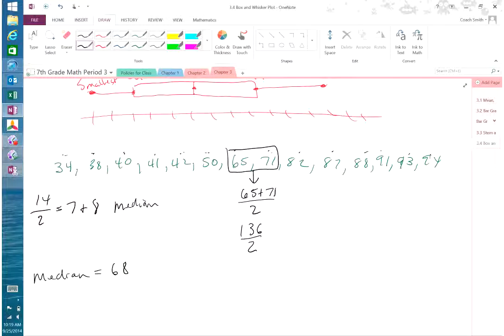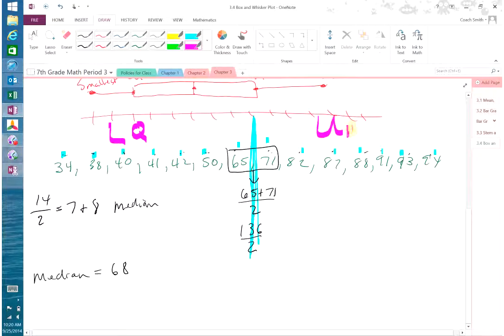Now, was 68 either one of the numbers, 65 or 71? No. So I'm going to divide my numbers in half. 1, 2, 3, 4, 5, 6, 7. 1, 2, 3, 4, 5, 6, 7. 7 on each side. So this side is the lower quartile side. This side is the upper quartile side.